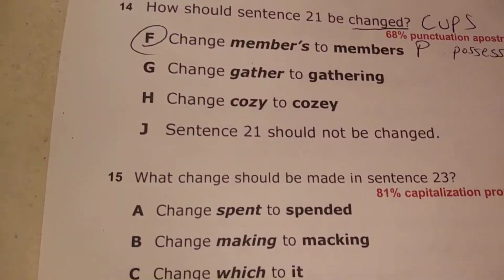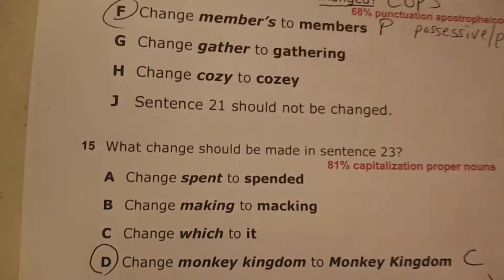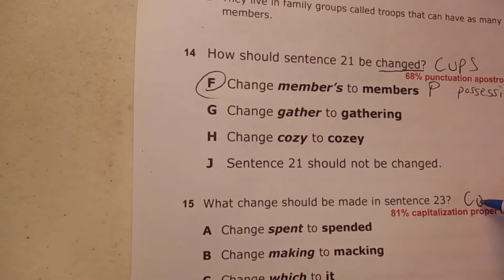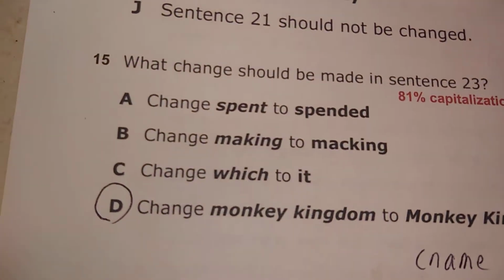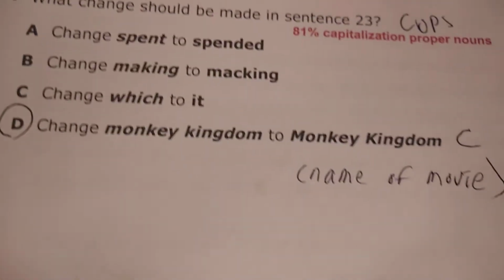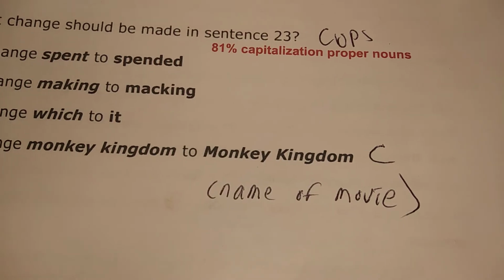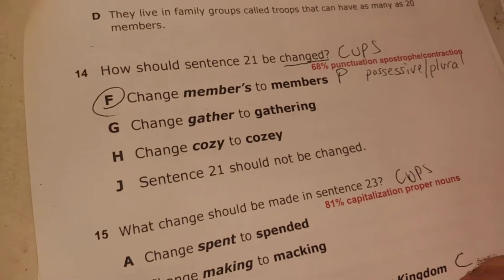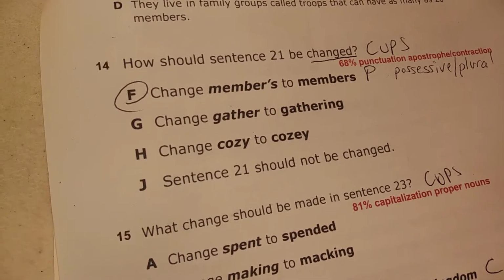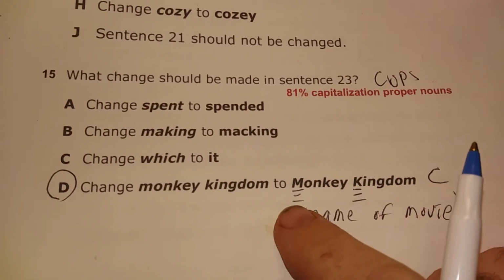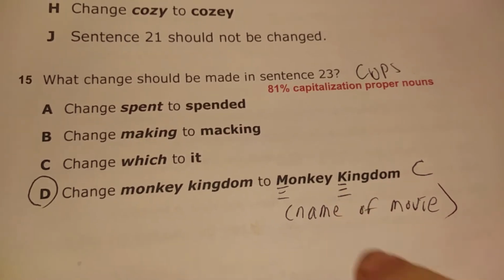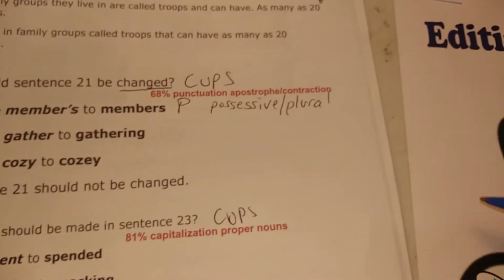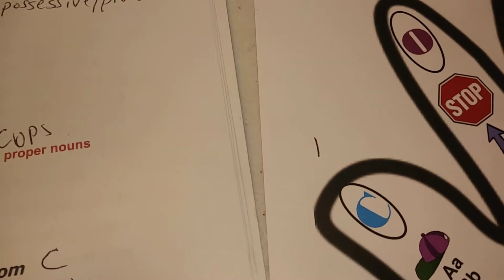Number 15. What change, CUPS, should be made in sentence 23? It was Monkey Kingdom to capital Monkey, capital Kingdom, the name of a movie. Okay? So tell your kids to think of the little underlining thing that you teach them to do. Tell them, underline capitals, proper nouns. So capitalization gets one tally mark.